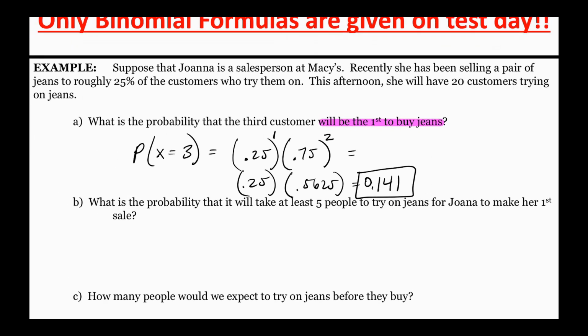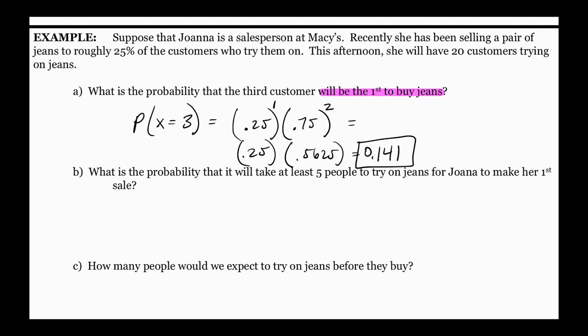Okay. There's about a 14% chance that she gets success on the third one. Okay. About a 13% chance that on the third person, that'll be her first success.